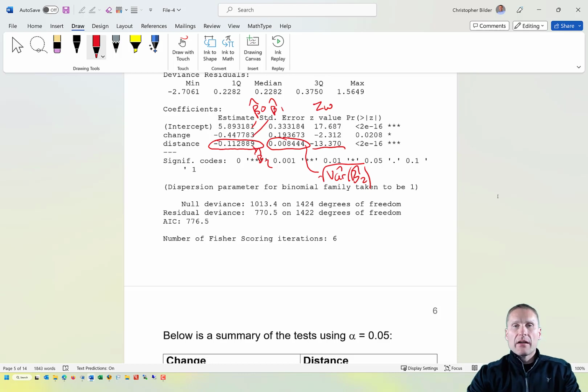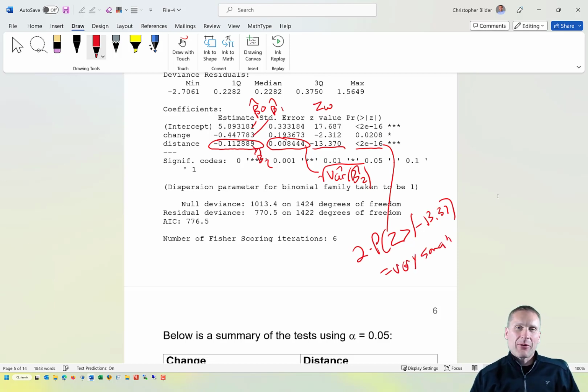If I use a standard normal distribution approximation to calculate 2 times the probability of a standard normal random variable Z being greater than the absolute value of negative 13.37, I would get a number that is very small, less than 2 times 10 to the negative 16th power. So what this says is that there's strong evidence to indicate that the beta corresponding to distance does not equal 0. In other words, there's sufficient evidence to indicate that distance has an important effect on the probability of success.